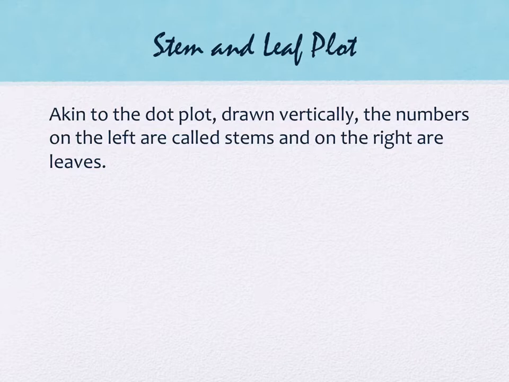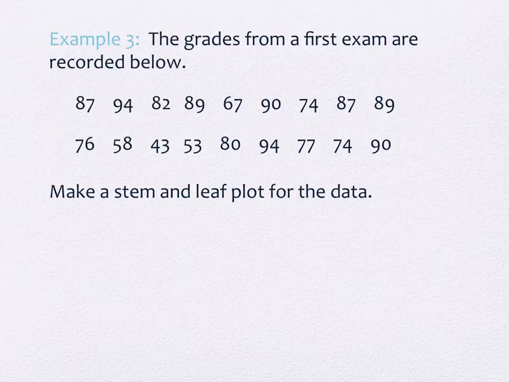A stem and leaf plot is similar to the dot plot. It is drawn vertically, though, instead of horizontally. We drew that last thing horizontally. The numbers on the left are called stems, and the numbers on the right are called leaves. I really like stem and leaf plots to compare values, like grades on something. They're a very good visual representation, so let me show you.